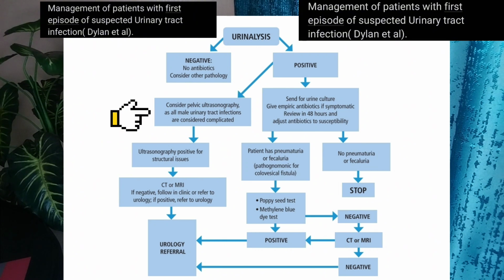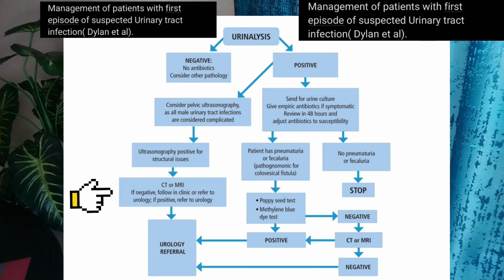If the pelvic ultrasound scan is positive for structural changes, we can go ahead and do a CT scan or MRI. If the CT scan and MRI are positive for structural changes, we can do a surgery. This can be done by the general surgeons or the urologists. And if the CT scan or the MRI are negative for structural changes, we can just do a follow-up of this patient.